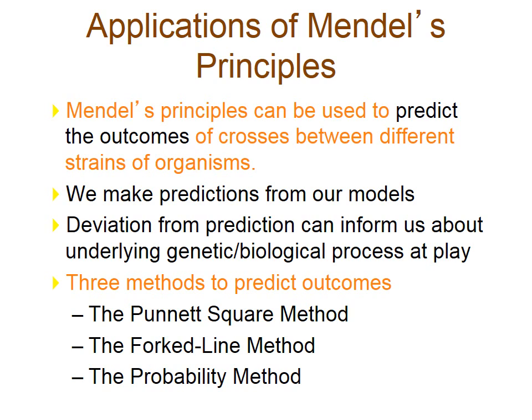We make predictions from our models. Deviations from the predicted model are going to tell us something about the underlying system. That's the take-home message that I want you to think about for the rest of this chapter 3. Okay, so we have a bunch of different methods for predicting outcomes.